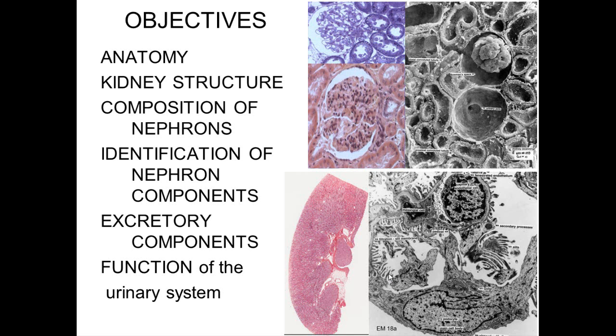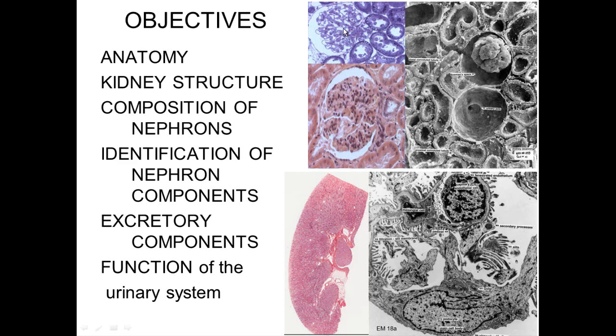The objective of the urinary system presentation is to look at the anatomy. We want to see the structure of the kidney, the different components of nephrons, identify the nephron components, as well as excretory components, and look at the function of the urinary system.